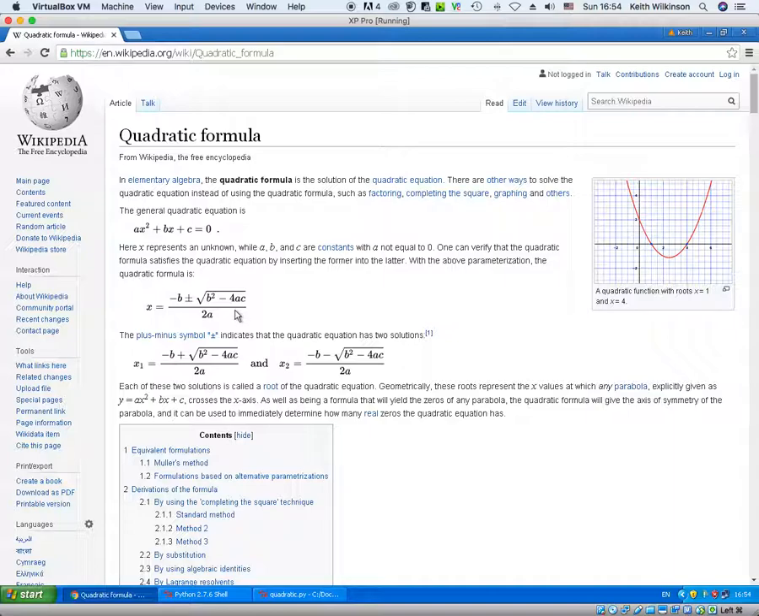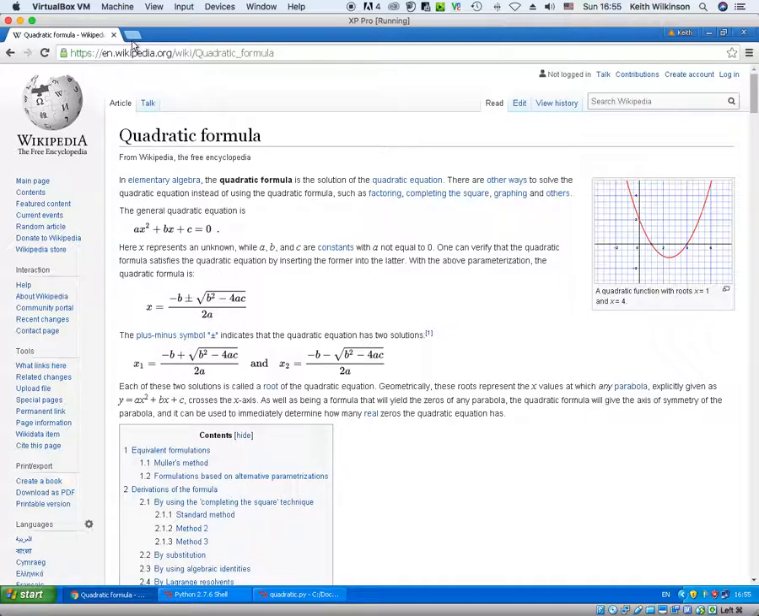Now this formula is actually two formulas because of this little plus and minus symbol here. So it breaks down into these two formulas. We start off with minus b plus the square root of b squared minus 4ac, all over 2a. That gives us one root. Then we're looking at the minus sign here, which gives us our second formula: minus b minus the square root of b squared minus 4ac, all over 2a. So this formula is what we need to get our two roots.